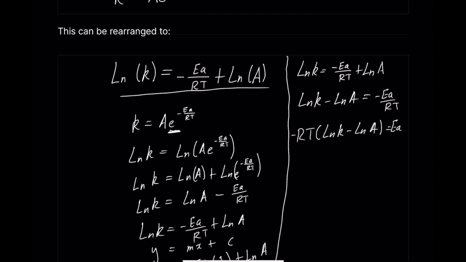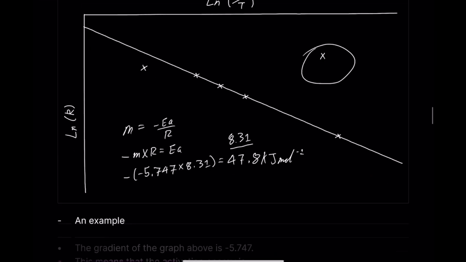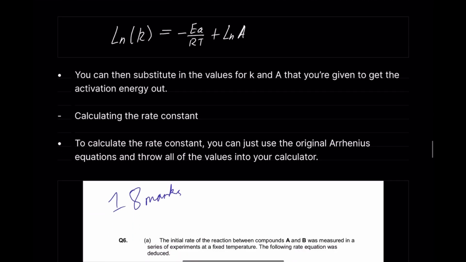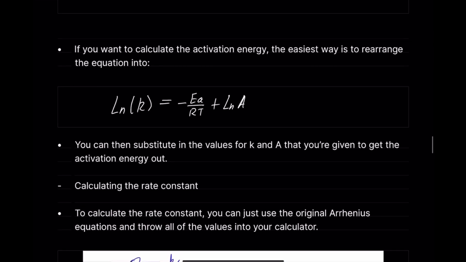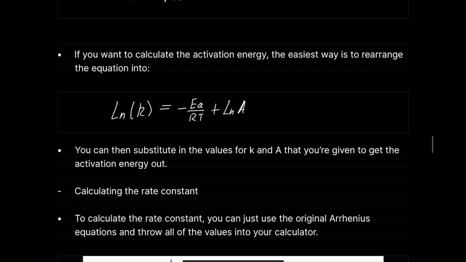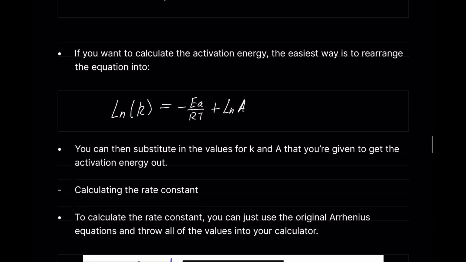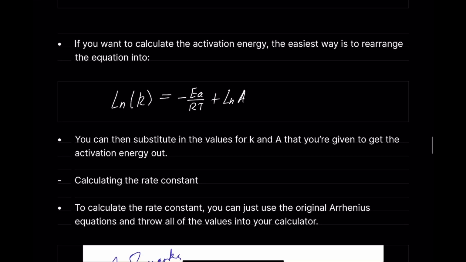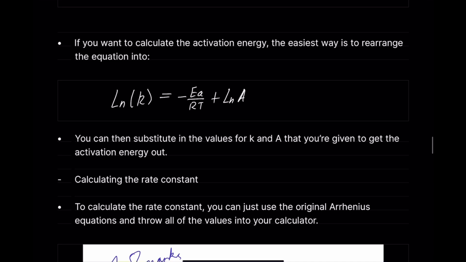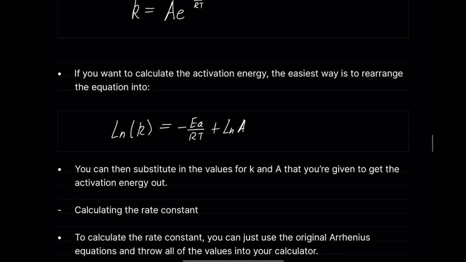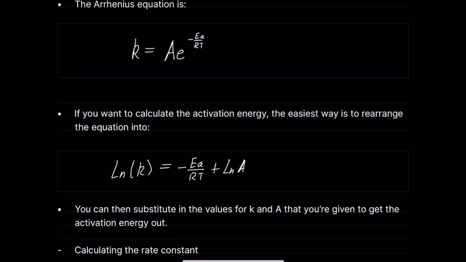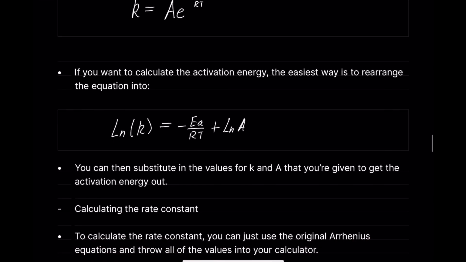Once you got to that point, you've done it. You've now rearranged your equation, and you can substitute in the values for K and A that you're given to get the activation energy out. And you can calculate the rate constant. To calculate the rate constant, you can just use the Arrhenius equation and throw all of the values into your calculator. So if they just want you to work this out, you just throw in all the values into the calculator. But yeah, that's it. That's the end of this video.